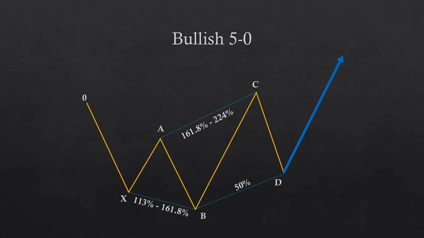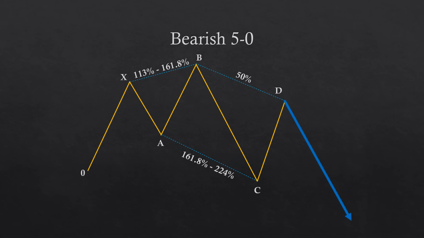The ratio between AB and XA must be between 113 and 161.8%. The ratio between BC and AB must be between 161.8 and 224%, and the ratio between CD and BC must be 50%. In the bearish 5-0 pattern, we have the exact same properties but upside down, just like we observed with all other harmonic patterns.